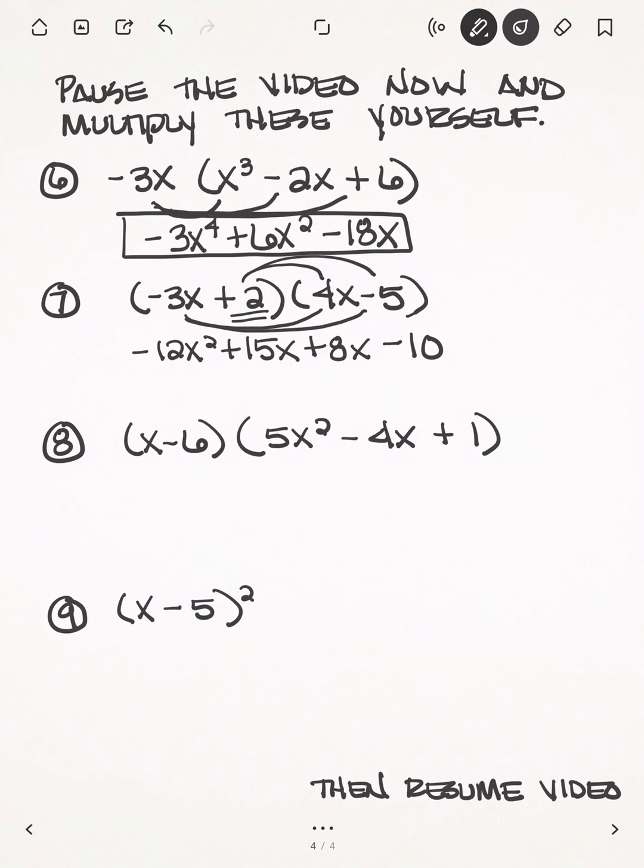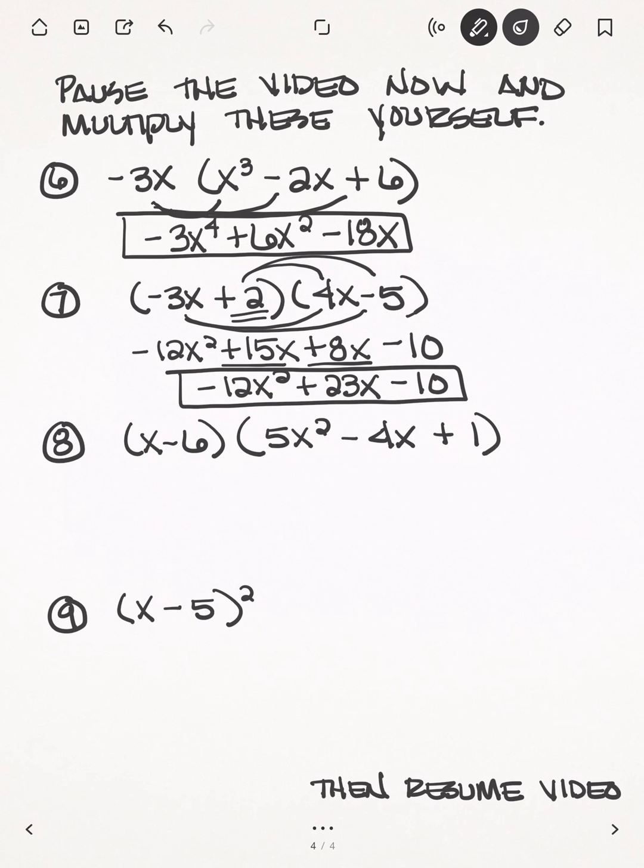This time, however, I have like terms, so I'm not done. So when I collect like terms, I get negative 12x squared. 15 plus 8 is 23. And then my x stays the same, minus 10. And there's your answer. Hopefully you got it right.